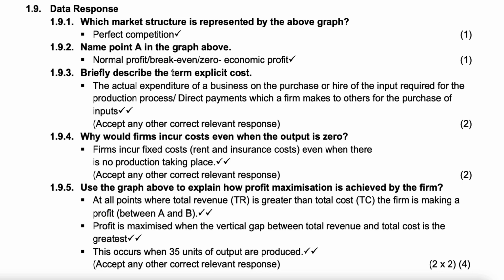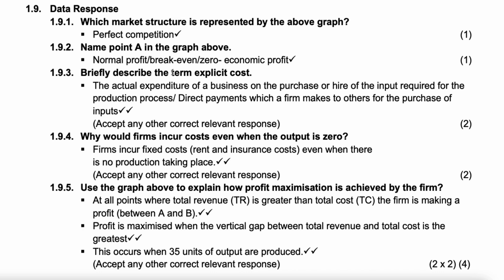Name point A in the graph above. Well, I mentioned that it's where we break even. Briefly describe the term explicit cost: the actual expenditure of a business on the purchase or hire of the inputs required for the production process. Well, my example was renting the bus, buying diesel for the bus, paying insurance, all those things. Direct payments which a firm makes to others for the purchase of inputs. So this is the opposite of implicit costs.